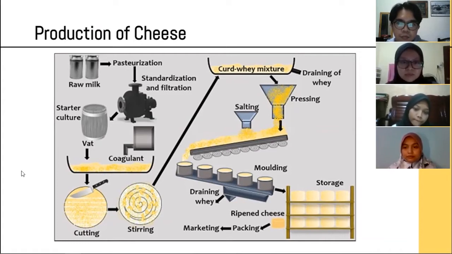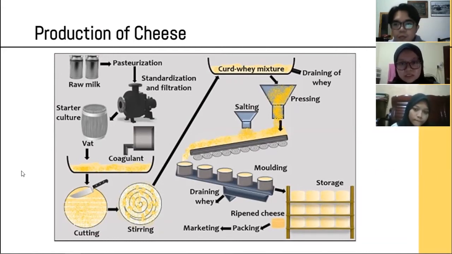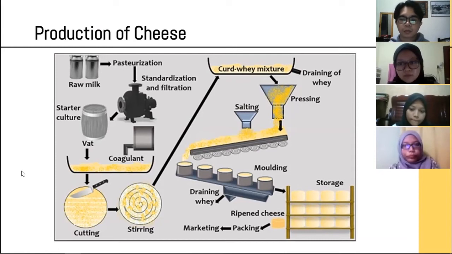The next process is molding. In this stage, each type of cheese takes its familiar form as a solid block or wheel. The cheese is put into a basket or a mold to form it into a specific shape. At the same time, the cheese is also pressed with weight or machine to expel any remaining liquid.